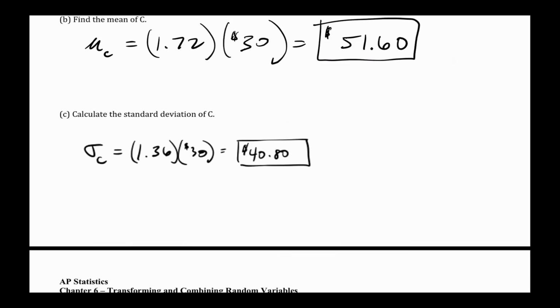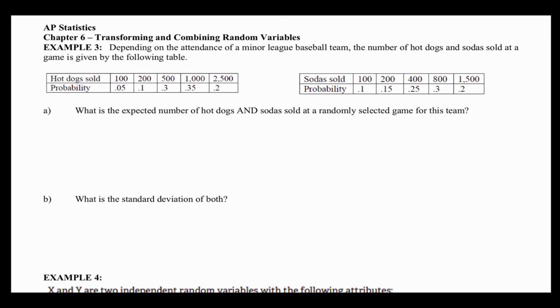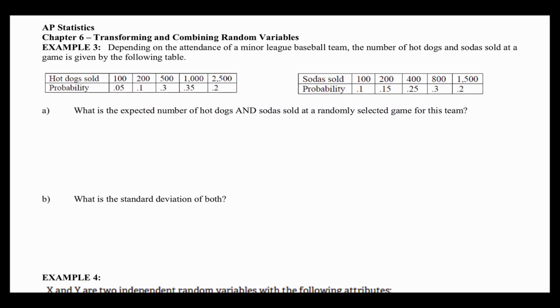Okay. All right. So last thing. Here we go. Number 3. Then we'll be done for today. Okay. So we have a table. Depending on attendance of a minor league baseball team, the number of hot dogs and sodas sold at a game is given by the following table. So, what's the probability that they sell 100 hot dogs in one game? About 5%. What's the probability they sell 200? About 10%. 500, 1,000, 2,500.